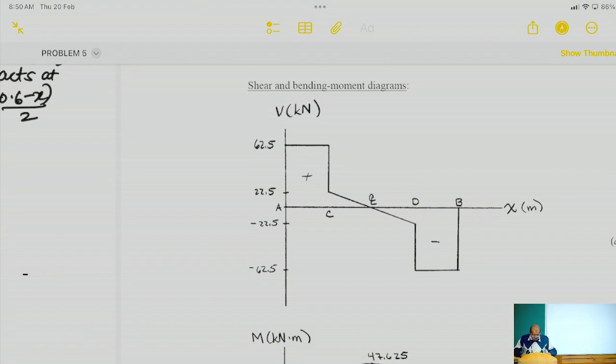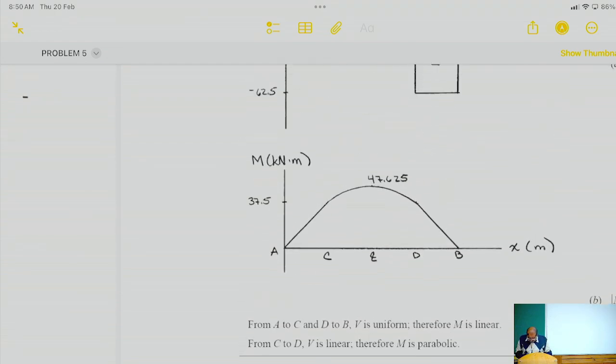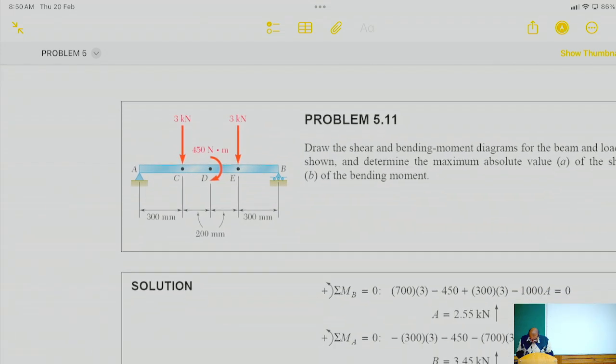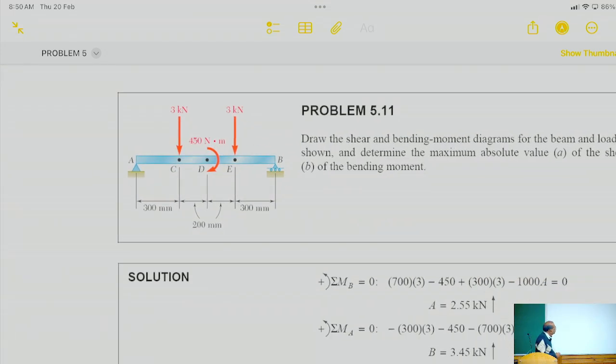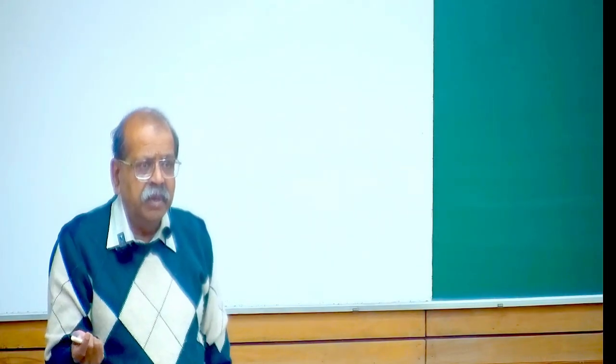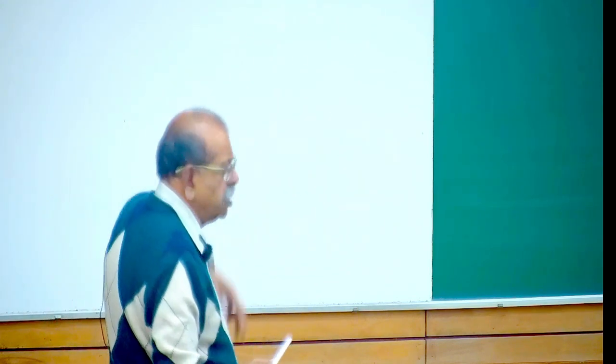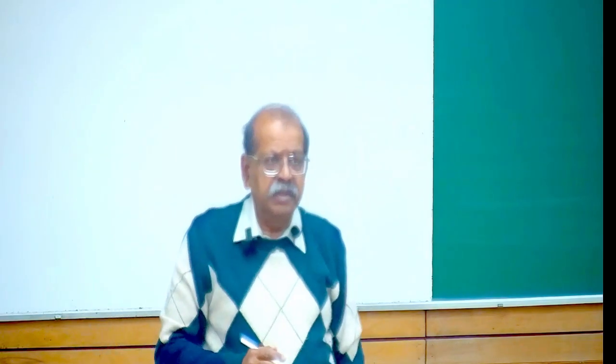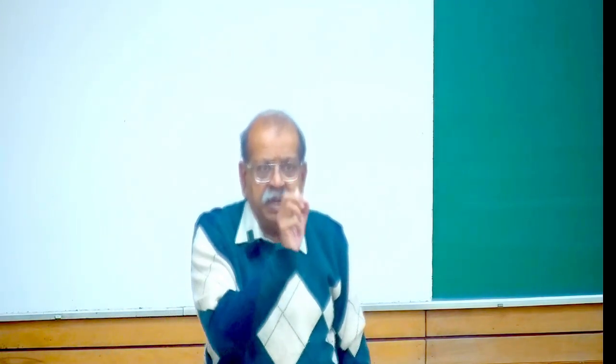Now, let me take some example from chapter 9. Now, this is another similar problem, drawing the shear force and bending moment diagram. But here, the difference is there is a point moment, a concentrated moment acting somewhere.